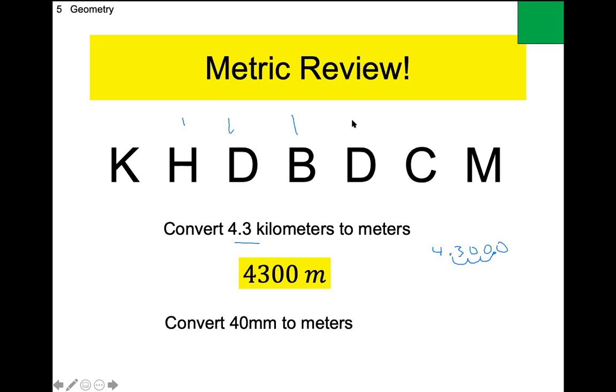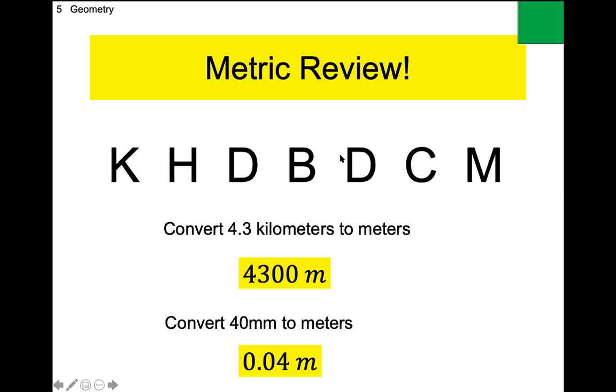Same thing if we want to go from millimeters to meters with 40. I'm going from the M for millimeters to the B for meters, so I'm going 1, 2, 3 to the left. I take my original number 40, and there's my decimal originally. I go 3 decimal places to the left, so 1, 2, 3. That's why it's 0.04. I can leave off the extra 0. That's how you do decimal conversions. King Henry died by drinking chocolate milk, and just follow the pattern of the letters.